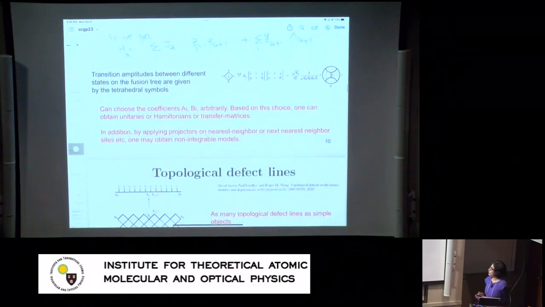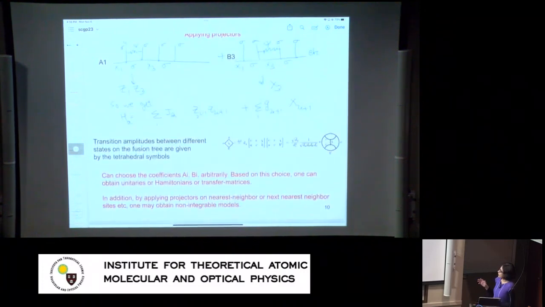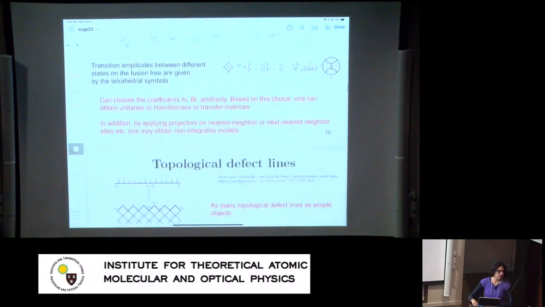But whatever be the choice, this model is guaranteed to have some symmetries. And the rule of thumb always is that it has as many symmetries as there are simple objects. So the Ising model has three simple objects, 0, half, and 1. Turns out it has three symmetries. 0 is just the identity.